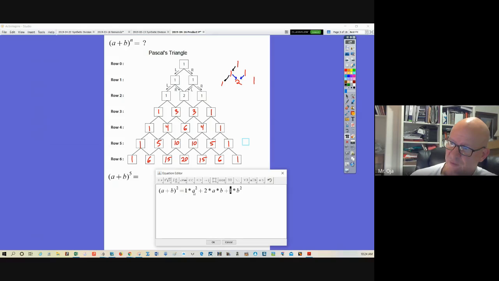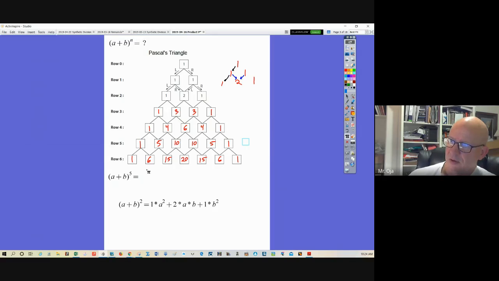Okay. So then if we wanted to do something like a plus b to the 5th, what's that going to do? Well, now we're going to go down to row 5 here. And in row 5, these are going to be the coefficients, right?